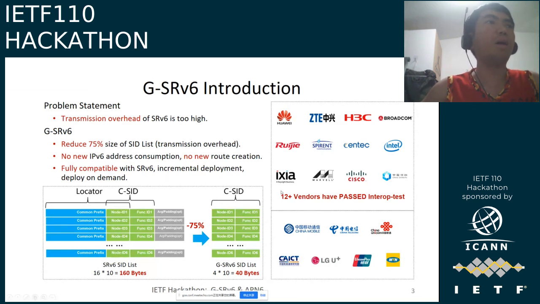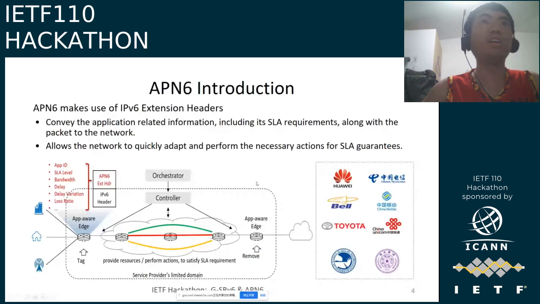By the way, there are about 12 vendors. Their devices have passed interoperability test of GSRv6. Next, let's have a look at APN6. APN6 allows devices to identify application-related information and use IPv6 extension headers to convey the information along the packet to traverse the network. The information contains APP ID, SLA level, bandwidth, delay requirements, and so on. So the network can quickly adapt to specific SLA requirements of different applications.